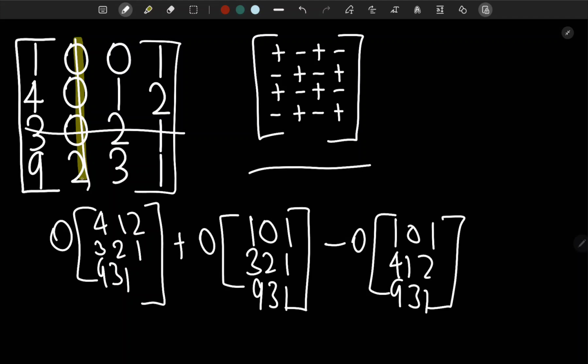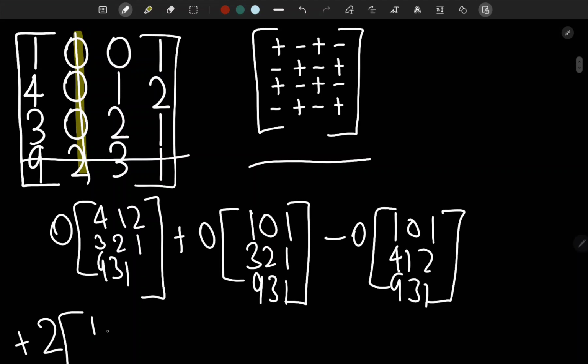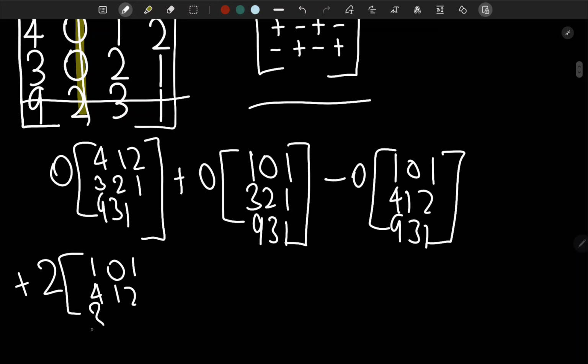Now the last element in this column is 2. So now we cross out this row and we write plus 2, since the sign for 2 is plus. And now what is the remainder of the matrix, I'm going to write it down since I don't have more space here. So plus 2, the matrix is going to be 1 0 1, 4 1 2 and 3 2 1.